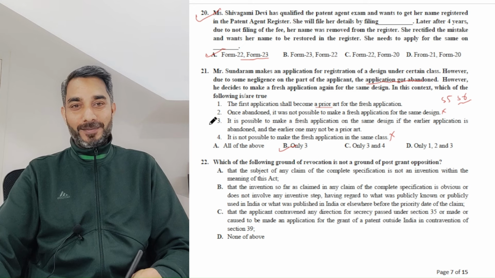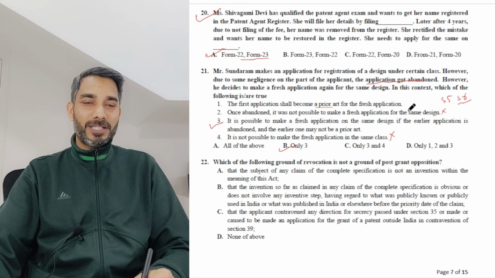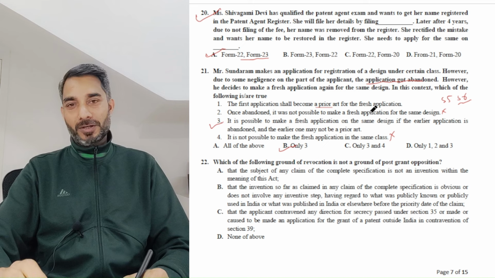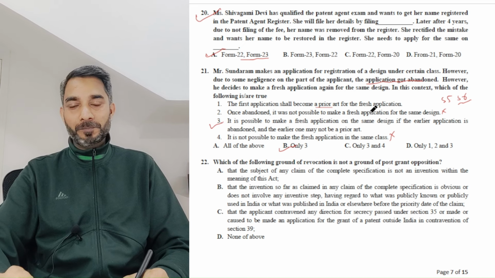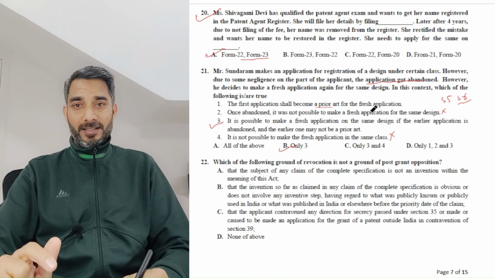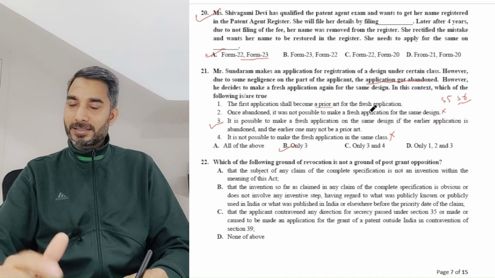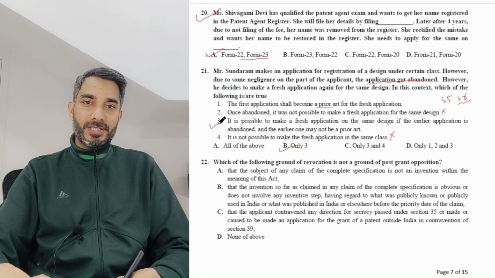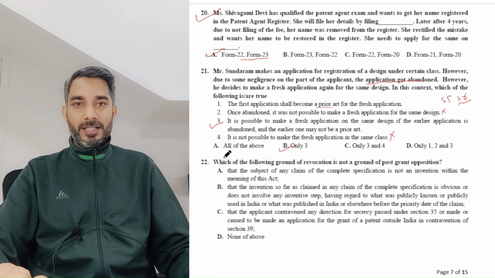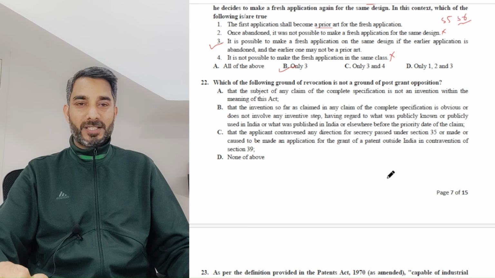I'm sorry, I am taking this option, because see, it's not considered prior art if you are the same proprietor. You can file in the same class another article, you can file in another class another article. So option 3 we are selecting here. Let's go to the next question.